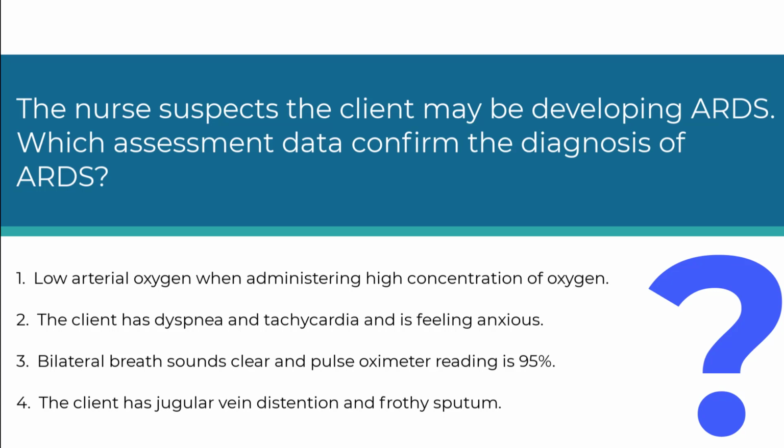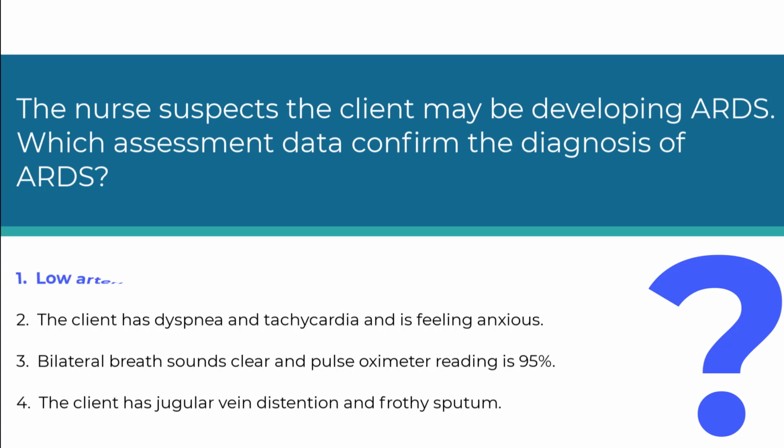Number 1, low arterial oxygen when administering high concentration of oxygen. Number 2, client has dyspnea and tachycardia and is feeling anxious. Number 3, bilateral breath sounds clear and pulse oximeter reading is 95%. Number 4, the client has jugular vein distension and frothy sputum. The correct answer is number 1.